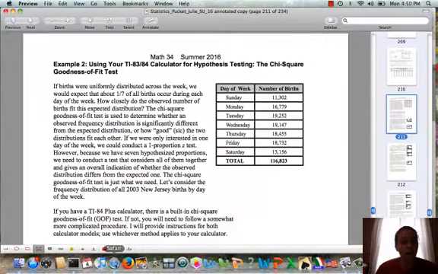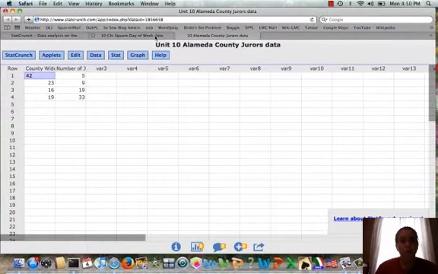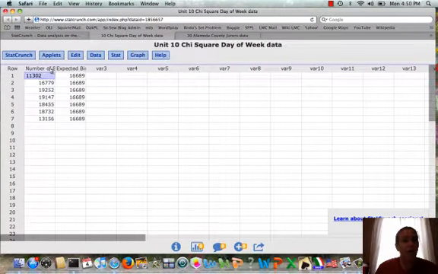In StatCrunch, we input the number of births by day in one column, and then the expected births are found by taking the total and dividing by the 7 days. So if the births are equally distributed across each day, we'd have 16,689 births per day.